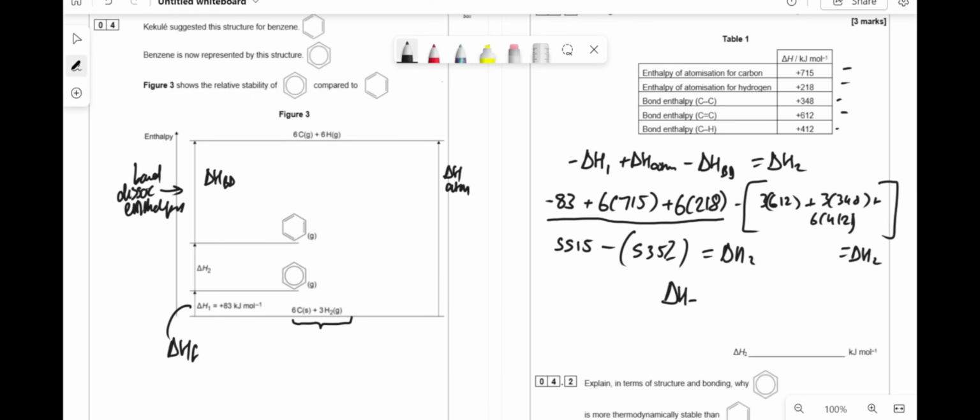So that means delta H2 is just these two taken away from each other, which gives you a nice old answer of plus 163. Remember the plus, because if you say your enthalpy change, you need to clarify whether it's gone up or down. If I say my weight's changed, you don't know if it's gone up or if it's gone down.